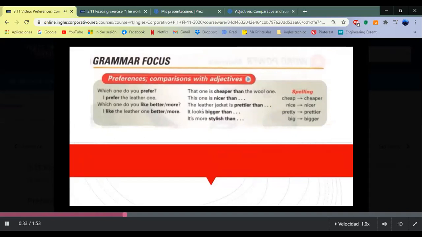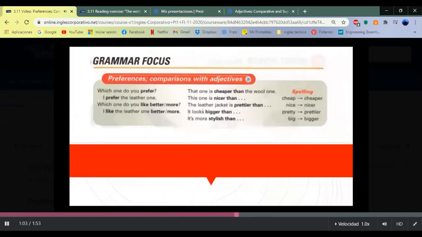That one is cheaper than the wool one. This one is nicer than the wool one. The leather jacket is prettier than the wool one. It looks bigger than the wool one. It's more stylish than the wool one. Spelling. Cheap. Cheaper. Nice. Nicer. Pretty. Prettier. Big. Bigger. To express preferences in English, we may say, I prefer, I like. Which one do you prefer? I prefer the leather one. Which one do you like better? I like the leather one better.